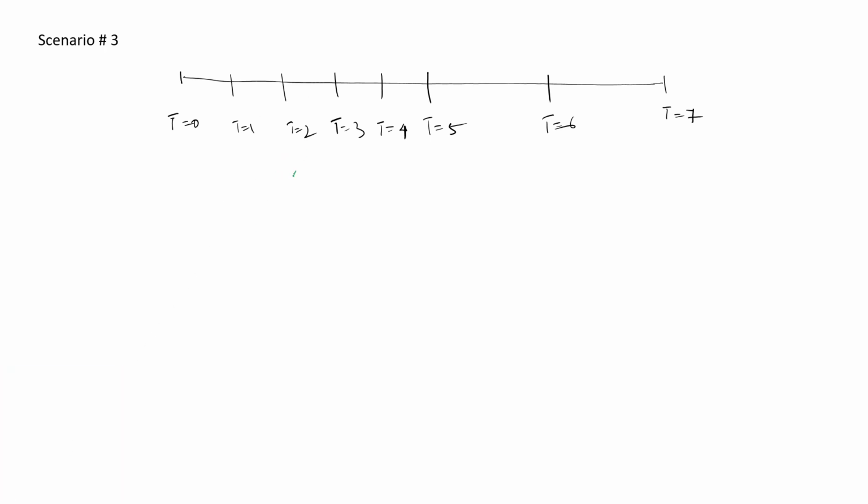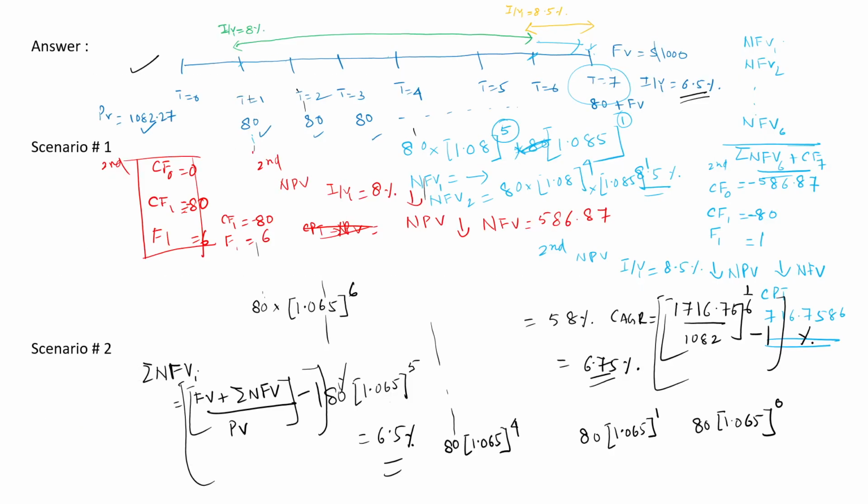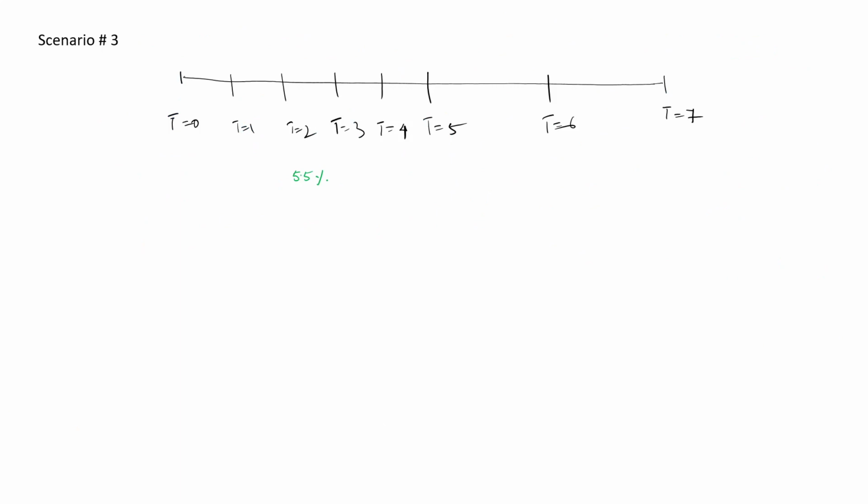So from here, the market interest rate becomes 5.5%, right? Because it drops by 100 basis points. So if the market interest rate was 6.5%, and there is a drop of 100 basis points, that means from the end of the second year onwards, till the remaining portion of the life of the bond, the market interest rate will be 5.5% only, which means that now there are a couple of inferences that we could draw from here.